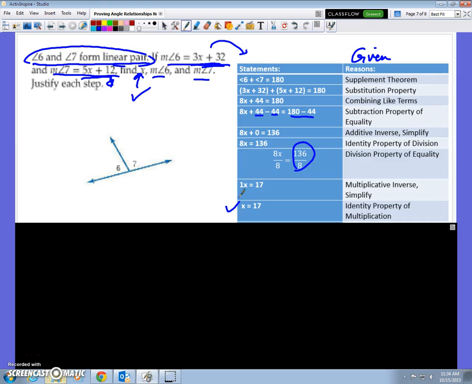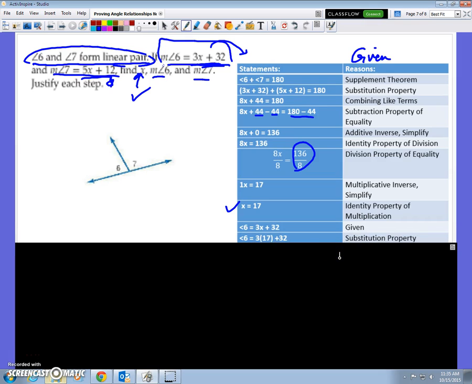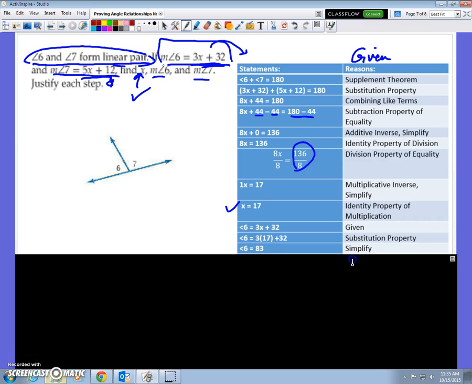I'm going to go ahead and try to find what angle 6 is. So what I'm going to use is angle 6 equals 3x plus 32. This is given information. And I'm going to use substitution to plug in my 17. That's what I know x equals. Now I'm going to do some simplifying, so I know angle 6 must equal 83 degrees.